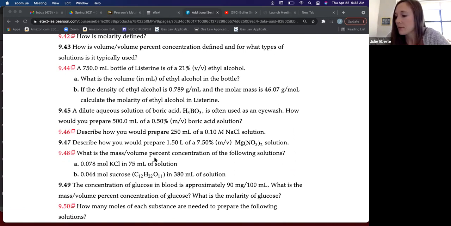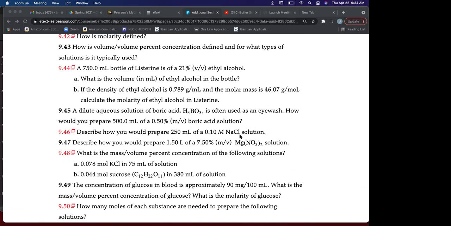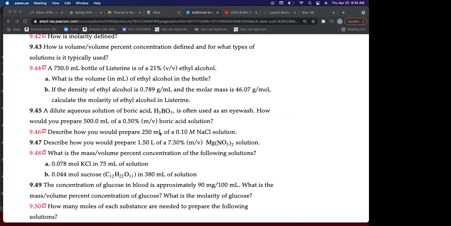Just work this problem. So it says a 750 milliliter bottle of Listerine is a 21% weight per volume of ethyl alcohol. All right, now you said your question was specifically on part B. Yes, because I got part A right, but I couldn't figure out what to do on part B.